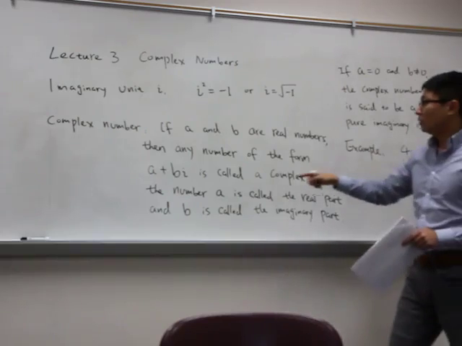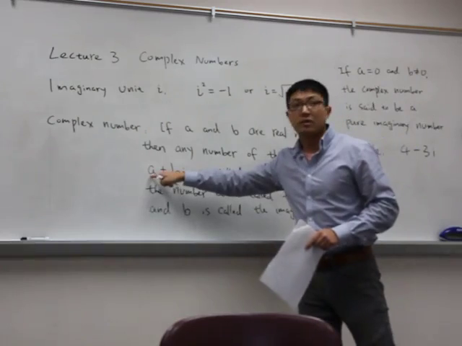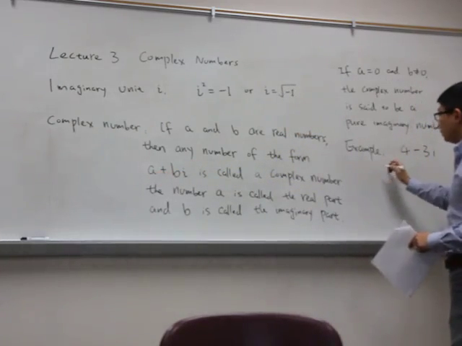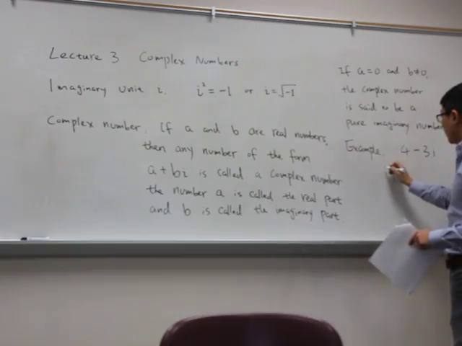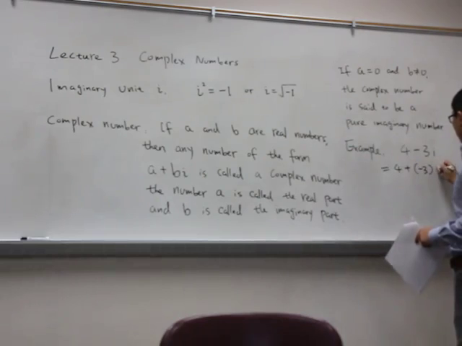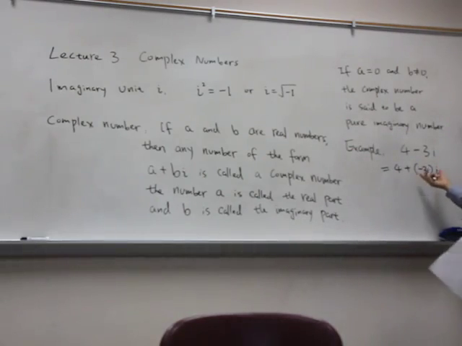Why? Because remember, in this form, this is a plus b. So if we rewrite this number into this form, it will be 4 plus -3i. So that's why here the imaginary part is -3, not +3.